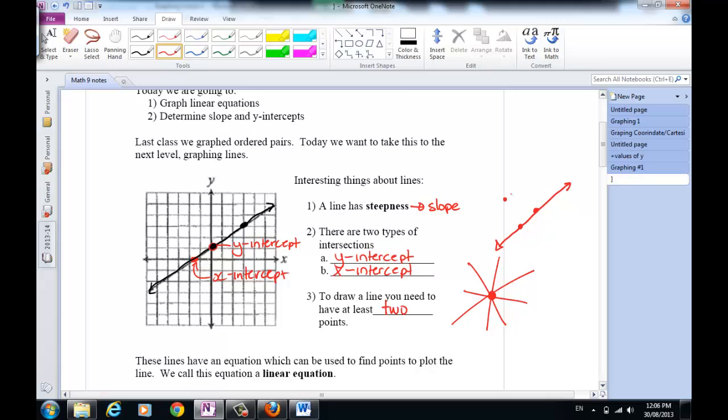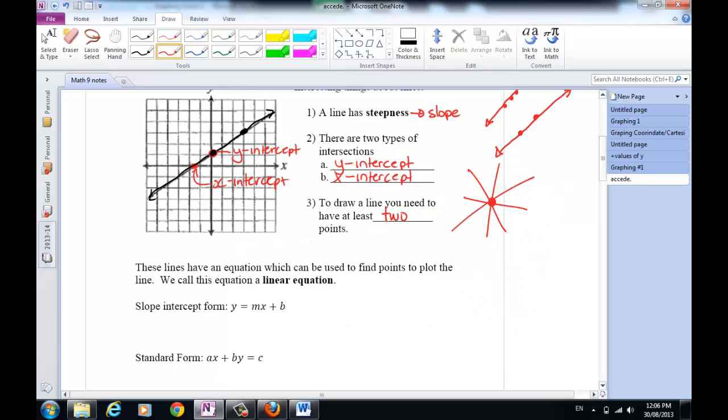We could have more points, of course. We could have 3. Of course, the line will go through all 3. We could have 4. We could have as many as there is. A line is, in fact, just made up of an infinite number of points. And notice, as I draw these closer and closer together, I end up with a line. These lines have an equation which can be used to find points to plot the line. We call this a linear equation.